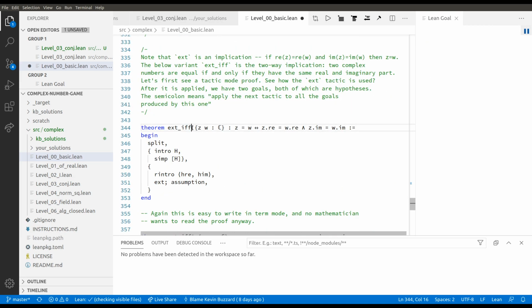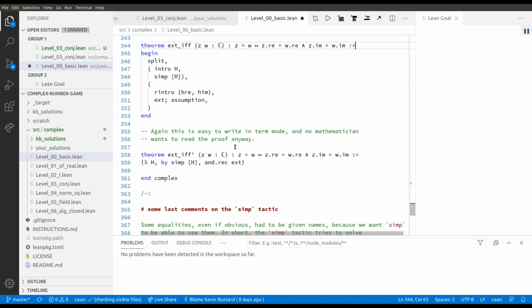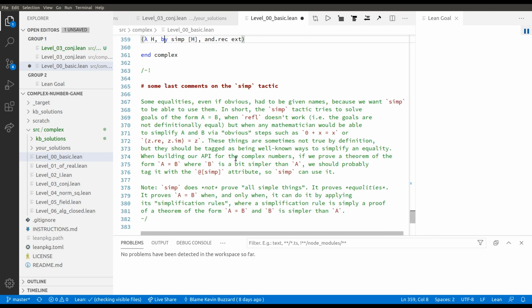And then finally, there's this lemma here, which is basically the extensionality lemma. The hard part we proved last time. If two complex numbers have got the same real part and imaginary part, then they're equal. But the converse is that if two complex numbers are equal, they have the same real and imaginary part. This is an if and only if. It says two complex numbers are equal if and only if they have the same real and imaginary part. And the proof is relatively simple. I won't go through it now. And there you go. There's an incredibly small proof of that in term mode.